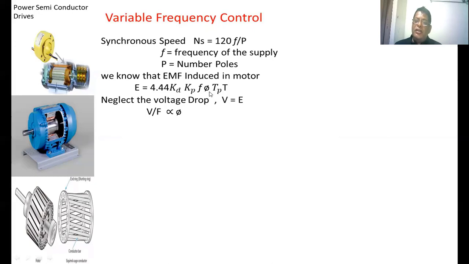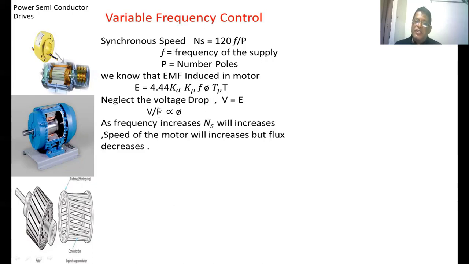So we know that once the design of the induction motor is over, all these parameters are constant except frequency and phi, because we are going to control the frequency. So take the frequency this side. If we neglect the voltage drop in a stator winding, the applied voltage is equal to the EMF induced in a stator winding. So V equal to E. So V by F is proportional to the flux from this equation.